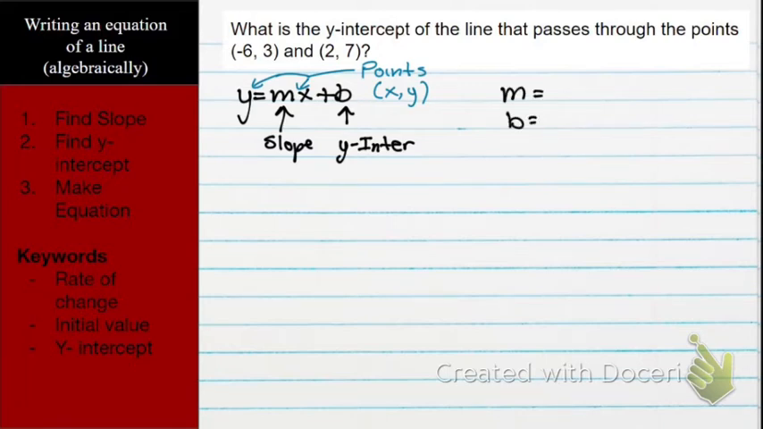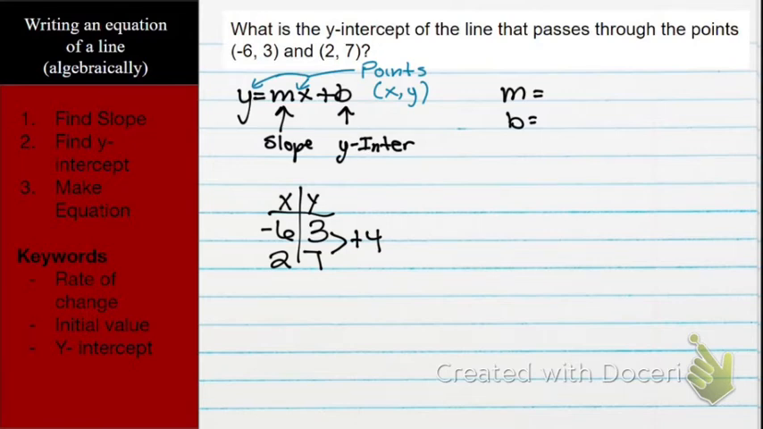Alright, so whenever they gave us 2 points, we've done this before, I'm going to do a mini table. Okay, where I make my table, I put my x and my y values. Then I stack my ordered pairs on top of each other. That's going to give me -6 and 3 on my first row. Second row, I got 2 and 7. Okay, what happened to 3 to become 7? So that was an increase of 4.